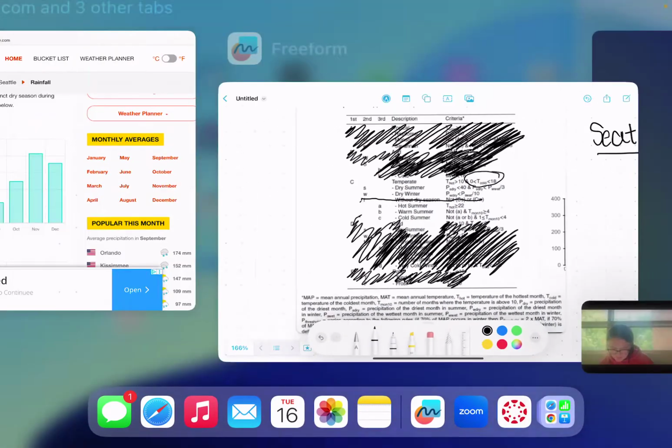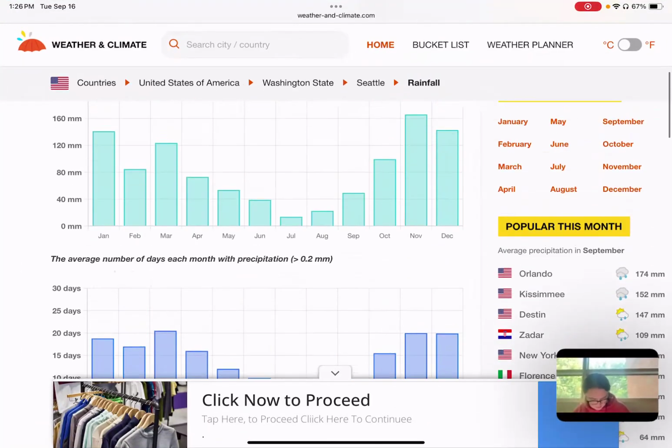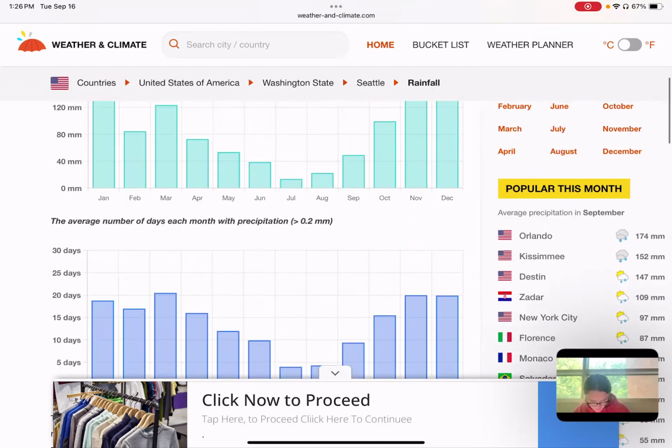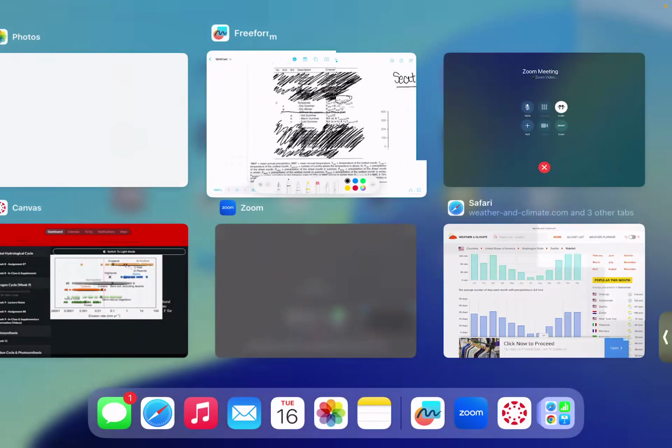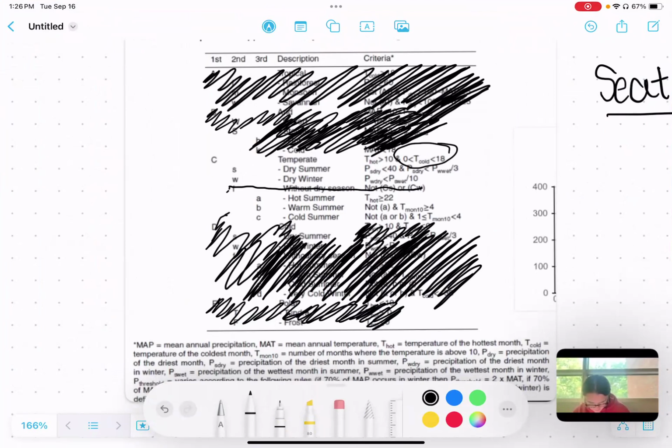So let's look for the driest winter month, which appears maybe to be February, which is roughly around 80. And the wettest month in the summer is maybe around 120. 120 divided by 10 is 12. So we know that's not true. So it's not a dry winter. So that leaves us with dry summer. So right now we're sitting at CS.